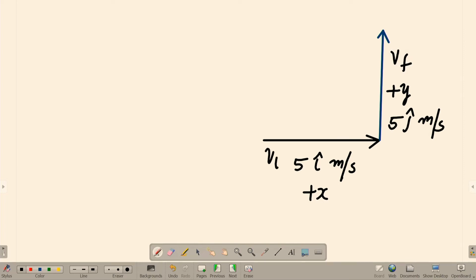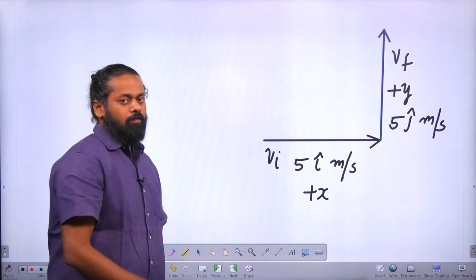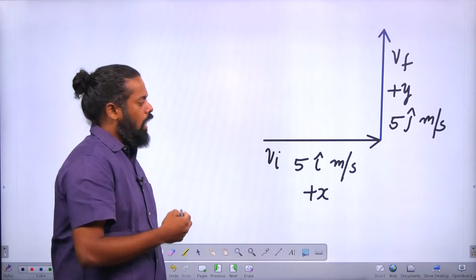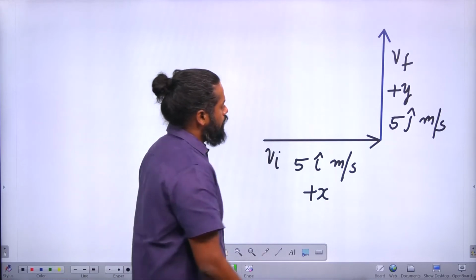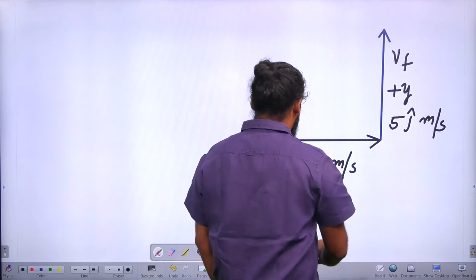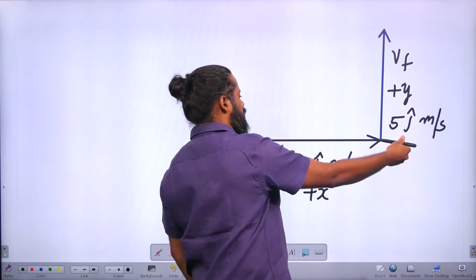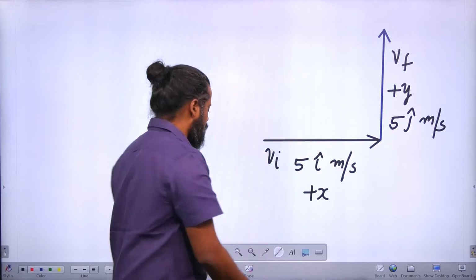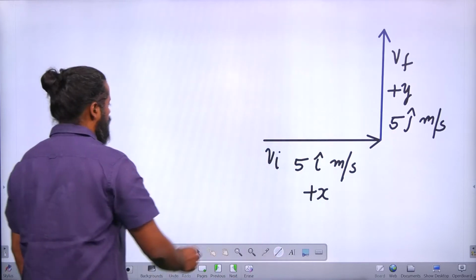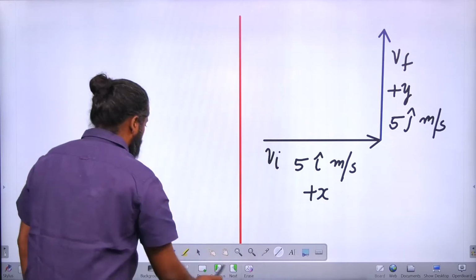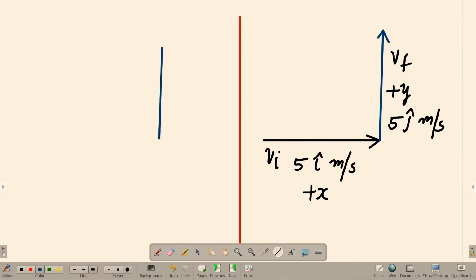This is V initial. Which quantity we need? V final minus V initial we need. How to do this vector subtraction? We can do one thing. We can draw the vector V minus Vi in this direction. Listen very carefully. It's a very good question actually. Here, the final velocity is again in this direction. But I am going to draw minus Vi vector in this direction. This is minus Vi, minus V initial.